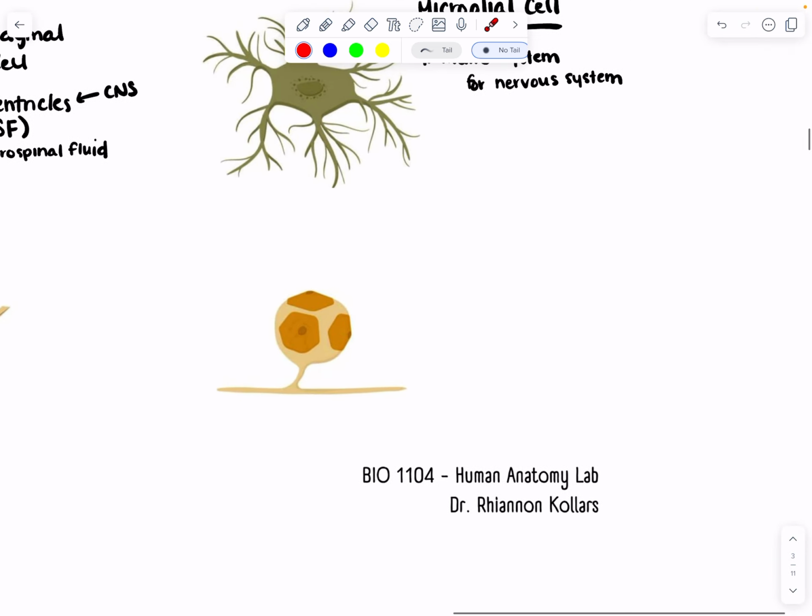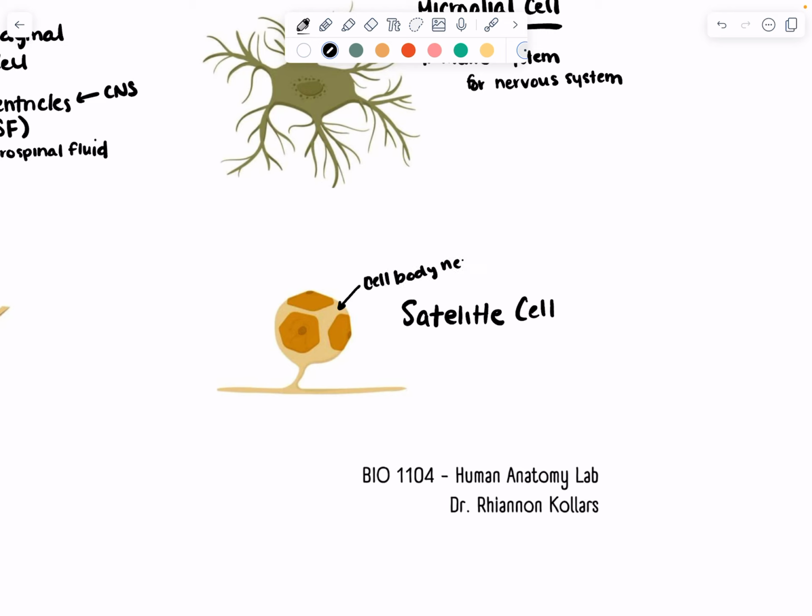Our last glial cell is my satellite cell. I think I spelled that right. It's spelled out for you guys there. The satellite cell, it looks wrong to me, but it's okay. You will see here this is showing the light yellow. This is actually the cell body of a neuron. And we can see the satellite cell is this darker yellow.